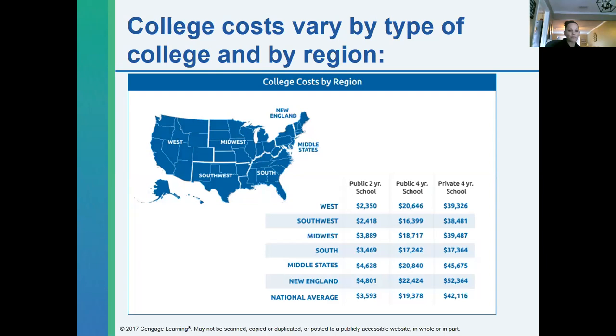Okay, so college costs vary by type of college and by the region. This breaks it into the West, Midwest, Southwest, South, Middle States, and New England. And you can see the cost of schools. They do a public 2-year, like your junior college, a public 4-year, and then a private 4-year. Here in the West, a public 2-year is about $2,350, where a public 4-year is almost $21,000, and then $39,000 for a private.